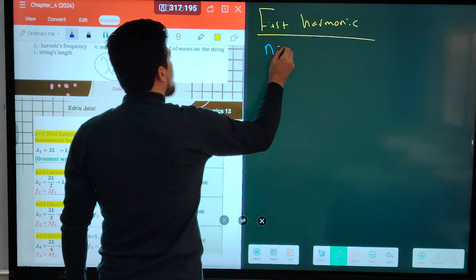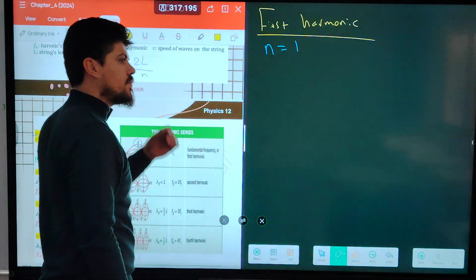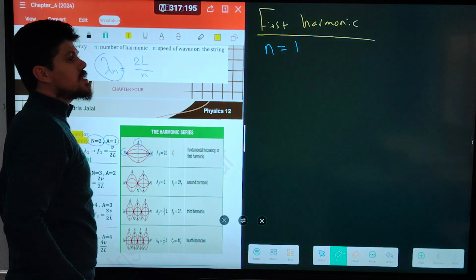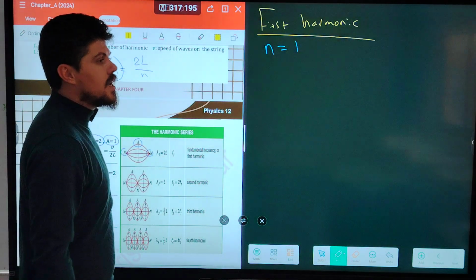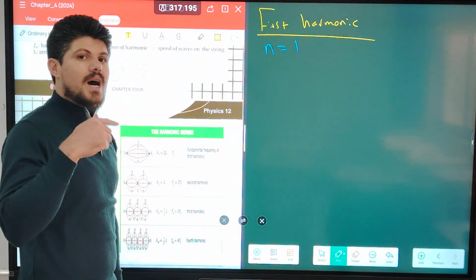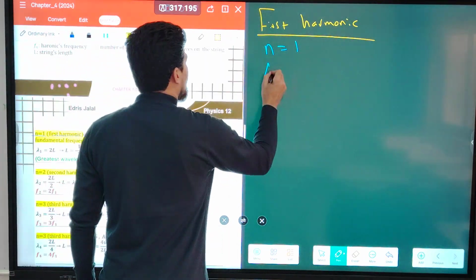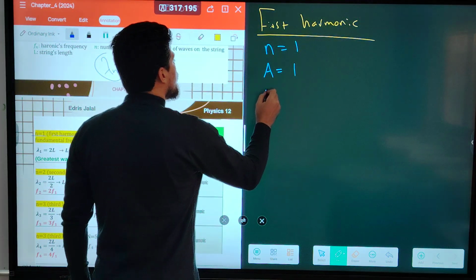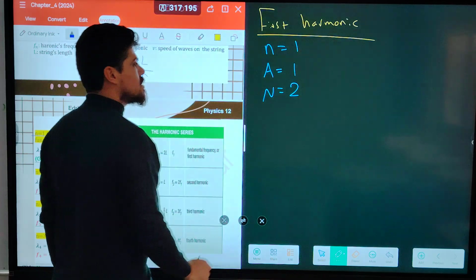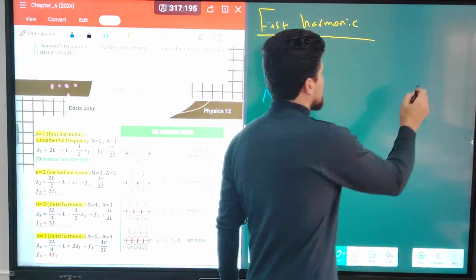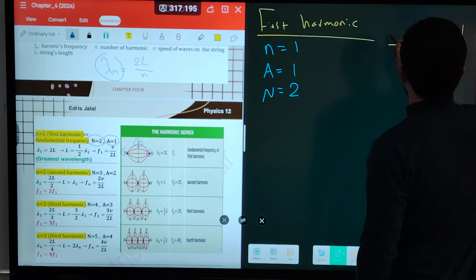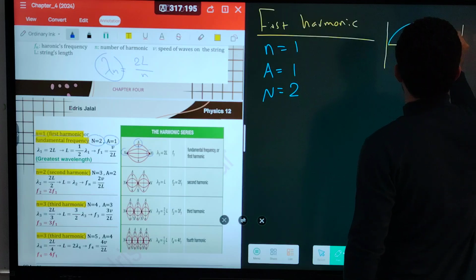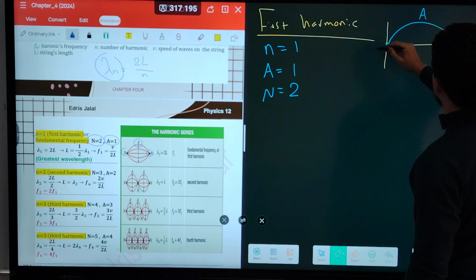First harmonic, n is equal to what? 1. First harmonic. In the first harmonic fundamental frequency, the string vibrates with how many antinodes? 1 antinode. How many nodes? 2 nodes. Can you draw the figure? Yes. The figure for the first harmonic will be like 2 nodes, 1 antinode.